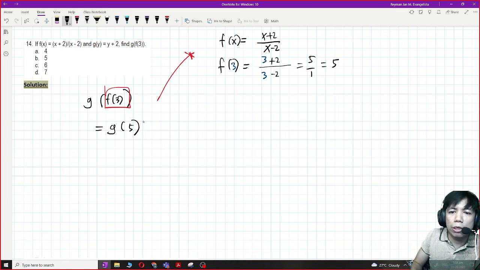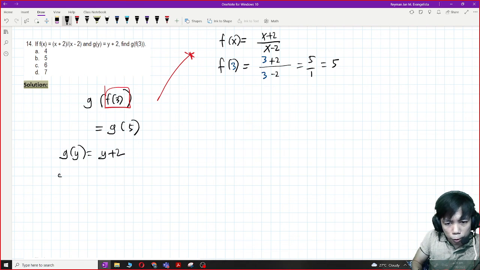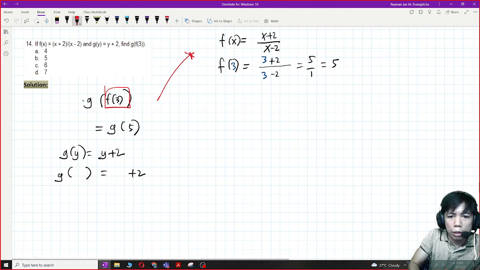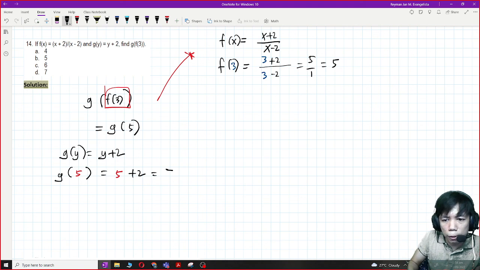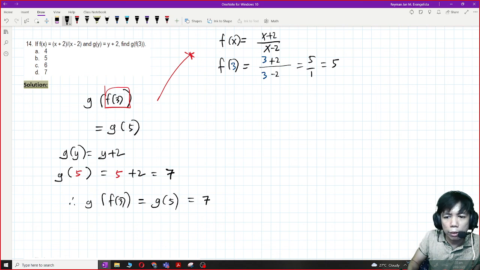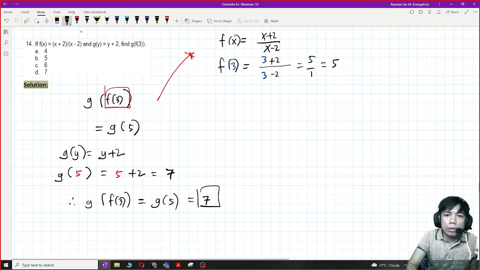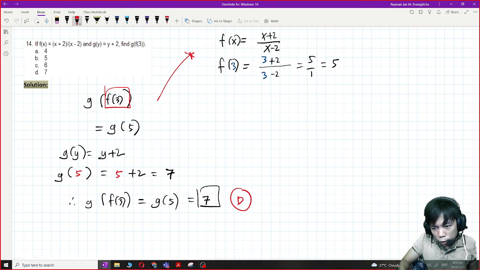Okay, ngayon ano yung ating g of y? Meron tayong g of y is equal to y plus 2. Okay? So, evaluated at y is equal to 5. Okay, g of 5 is 5 plus 2. Siyempre, 5 plus 2 is 7. Okay, therefore, g of f of 3 is the same as g of 5 equal to 7. So, 7 is letter D. Okay? So, ganun guys mag-evaluate ng composite function. Lagi kang magsimula sa pinakaloob.